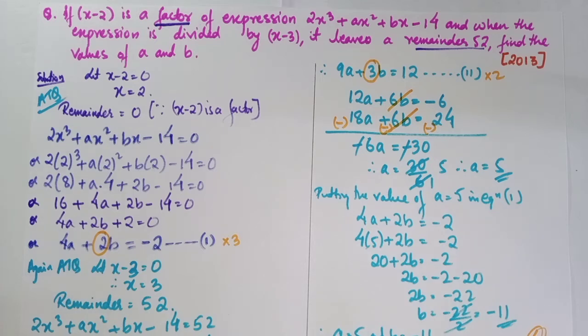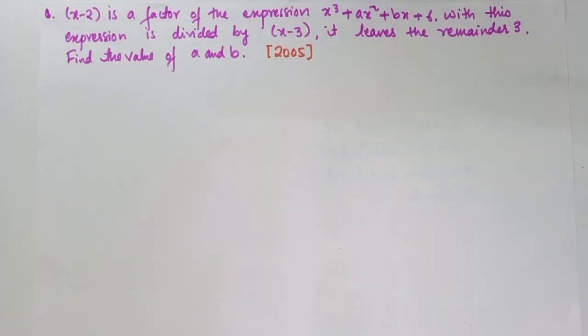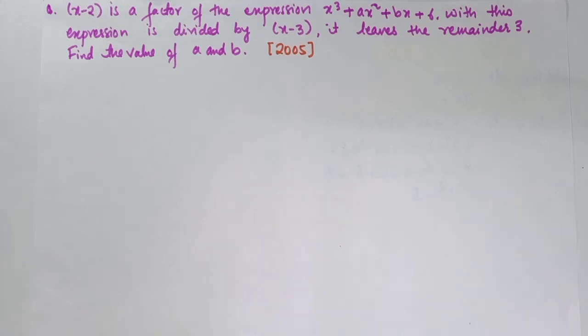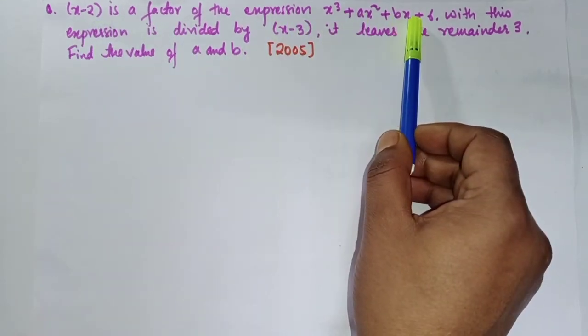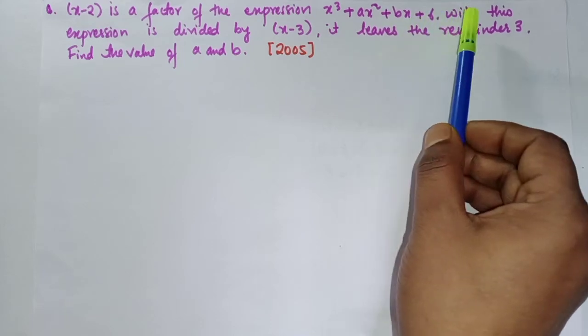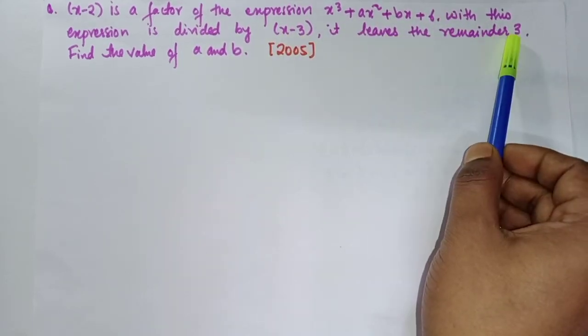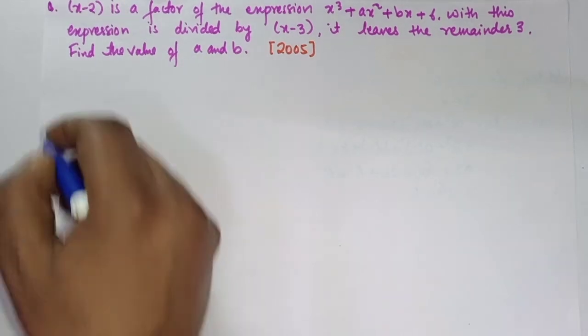Now let's solve another question. Here you can see another similar type of question, from 2005. What is given is that x minus 2 is a factor. Factor means the remainder should be how much? 0. If the same expression is divided by x minus 3, it leaves the remainder 3. Find the value of a and b. I hope you can solve this. It's a similar sum to the one we have done before.